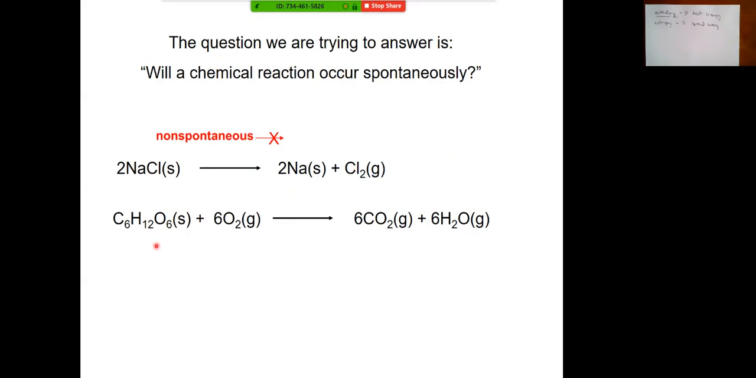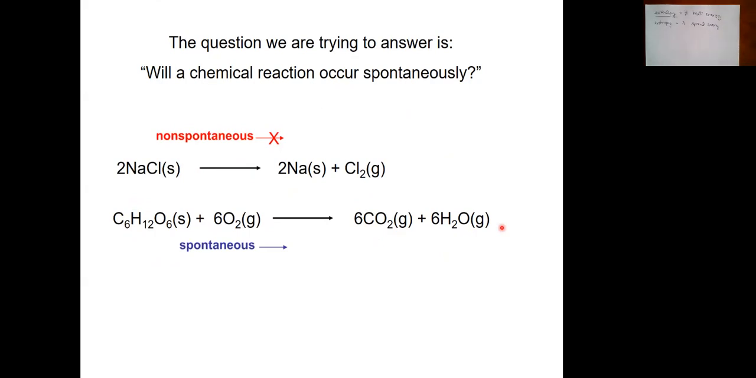If you look at the second one, we say solid glucose reacts with oxygen to become CO2 and water. And I bet a lot of you know from biology classes that that reaction does occur naturally. Sugar is broken down into CO2 and water. So a chemist says that reaction is spontaneous.